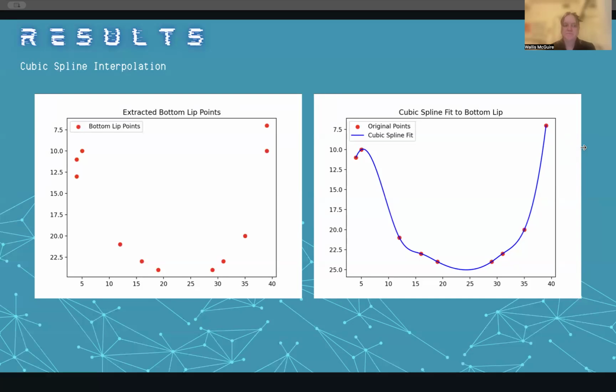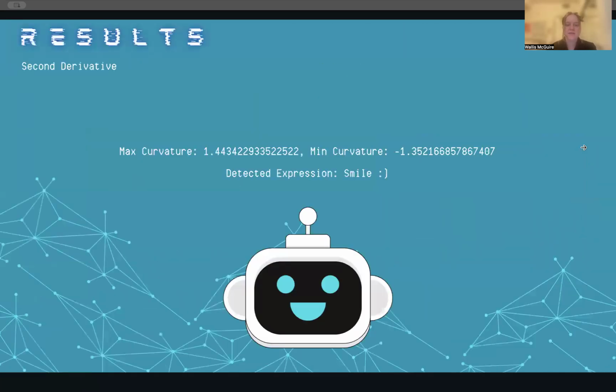So from here, what I wanted to do was take this curve's second derivative to figure out and output whether or not that person was smiling or frowning. And that's what happens here. So when the software takes a second derivative, it takes a bunch of points and it finds where the sharpest upwards curvature is and where the sharpest downwards curvature is. And that's what I mean by max and min curvature. So max curvature is just where it's the most upward and min curvature is where it's the most downward.